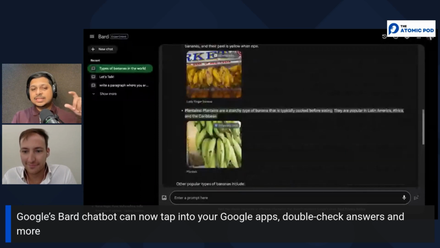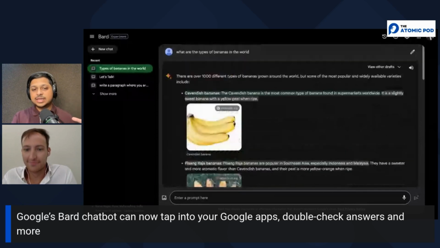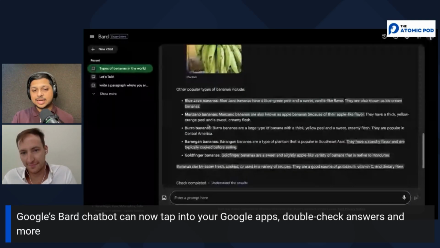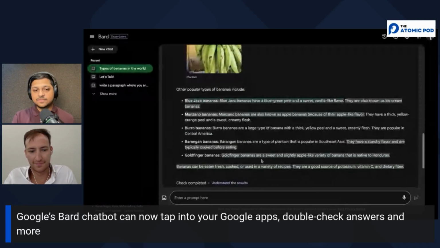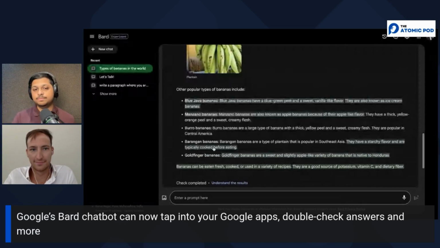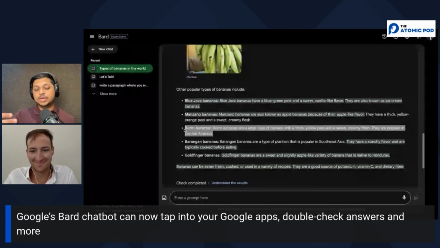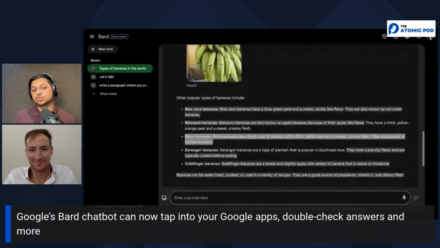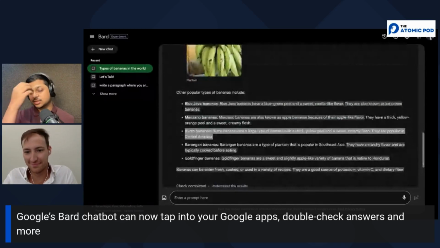Just having this layer on top of it gives you big confidence, because now I know that from this list of 5 types of bananas, there are 4 types of bananas for sure. Regarding Buro bananas, I'm not sure, because there is no other reference to this thing, at least on Google. This might be the truth, this might not be.